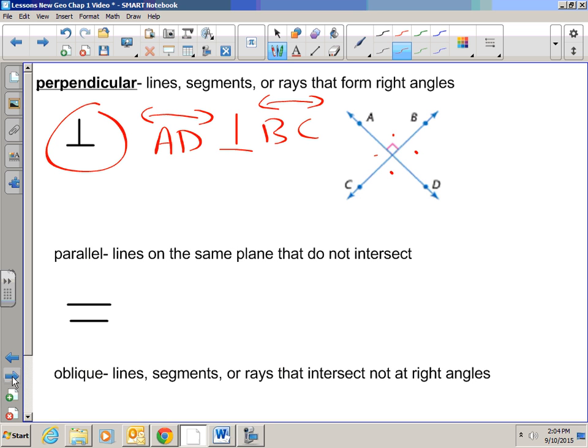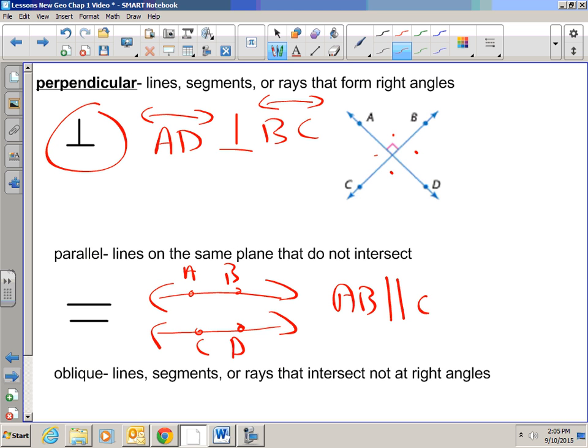Parallel lines are two lines on the same plane that do not intersect. Therefore, if they are on the same plane, I can draw them. So this is line AB, and this is line CD. They are parallel because they don't intersect. I can write AB is parallel to CD. Again, make sure I put my lines above like that.